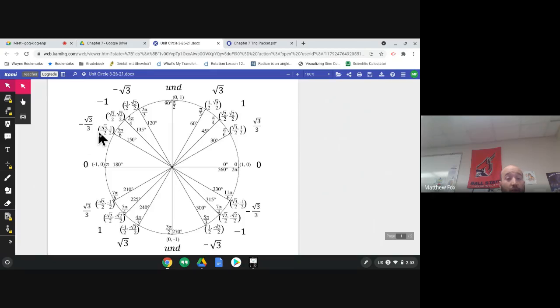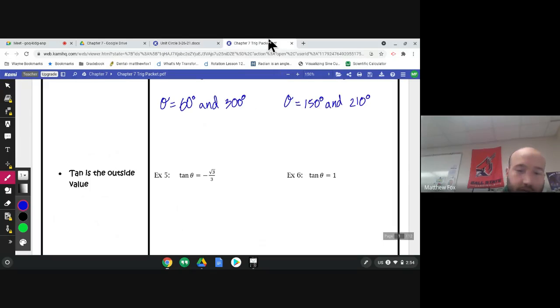Now the difference is with tangent, whatever you find, it's always going to be 180 degrees away from that. So just follow that line. And right here, you see it's the same thing. So 330, 150. So theta equals 150 degrees and 330 degrees.